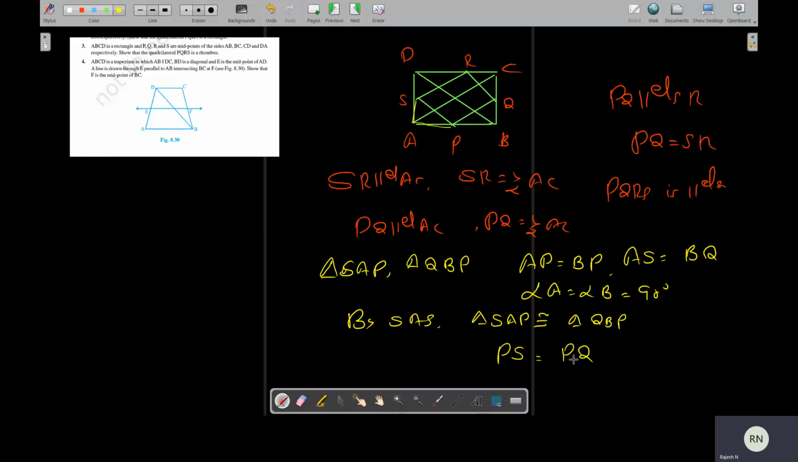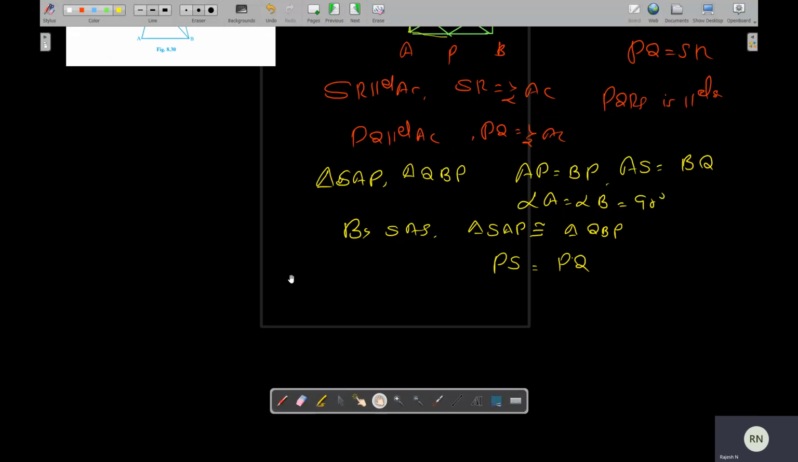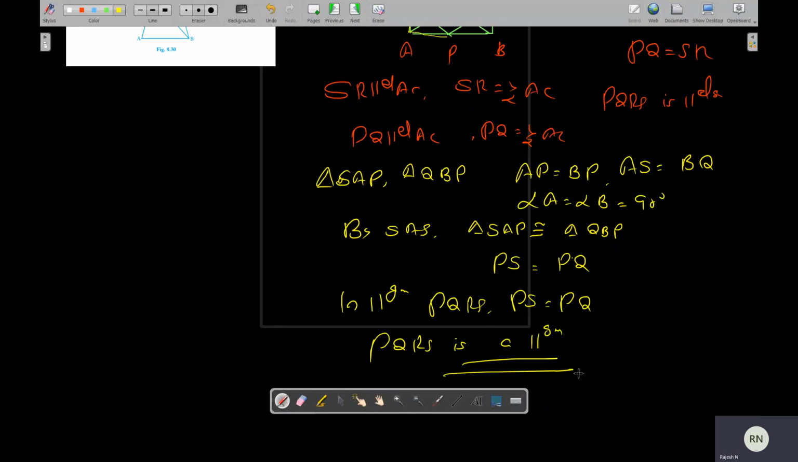PQ. If PS is equal to PQ, the adjacent sides of the parallelogram are equal. Adjacent sides of parallelogram are equal means all sides are equal. So in parallelogram PQRS, PS is equal to PQ, that means adjacent sides equal, so all sides equal. Therefore, PQRS is a rhombus. Now, next question.